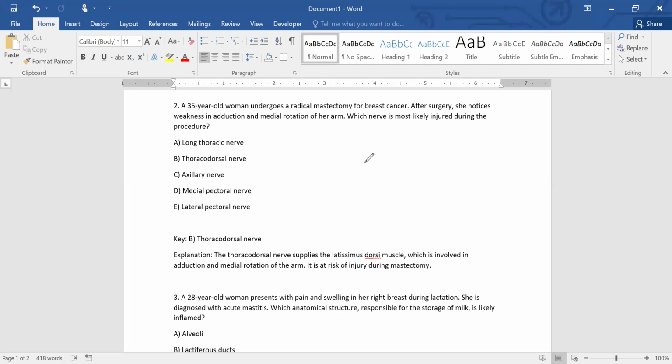So, this is produced by the latissimus dorsi muscle, which is responsible for the adduction and medial rotation of the arm. And thoracodorsal nerve can be damaged in this process. Another nerve which can be damaged is the long thoracic nerve, which supplies the serratus anterior. And often, a patient with radical mastectomy complains that they are unable to raise the arm above the 90-degree for movements like combing or wearing clothes.